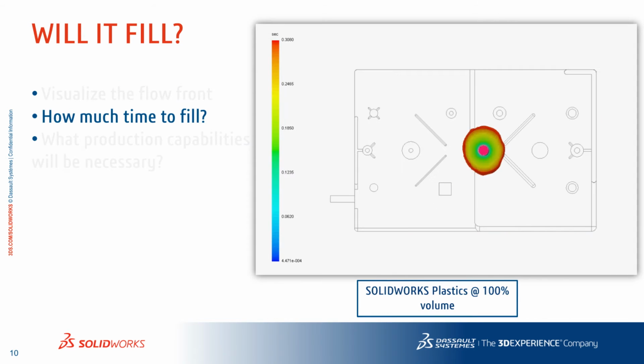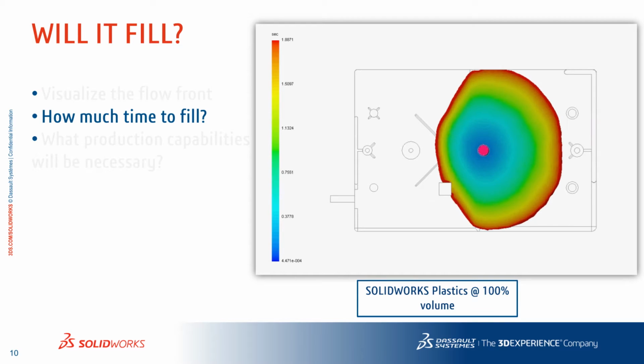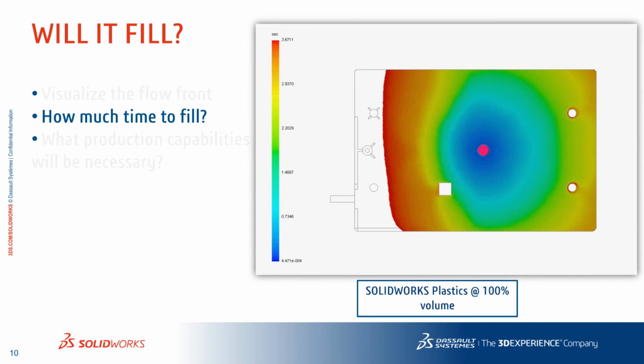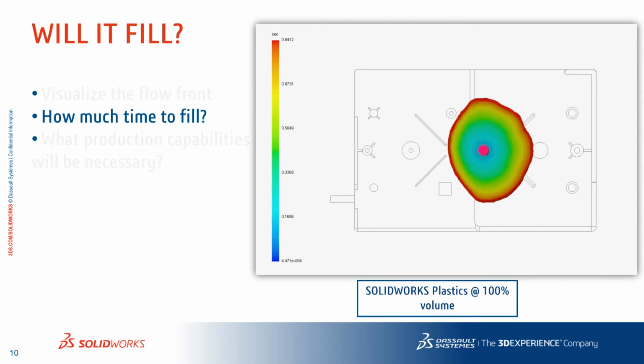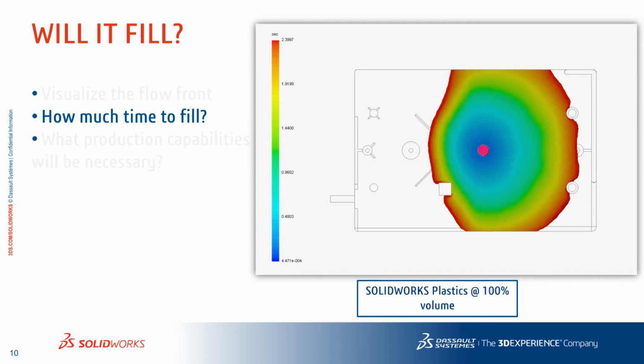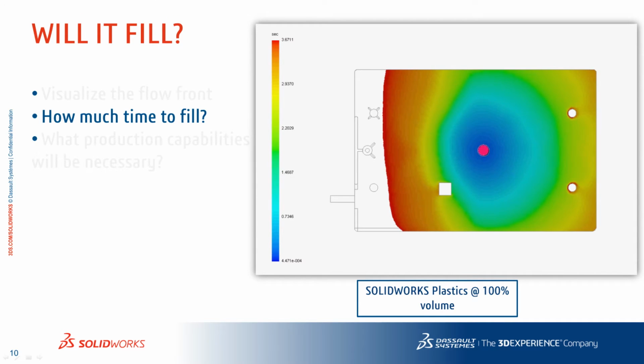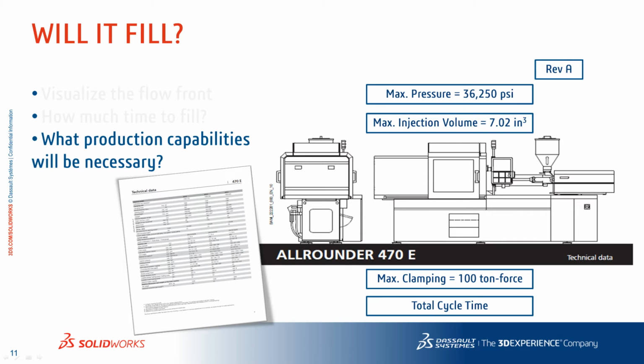I can also get more quantifiable. And as I look at the design filling, I can understand the time of that flow front as well. So I can see the cycle time here is about 4.1 seconds. I also want to understand what kind of machine. Now here I have an all-rounder 470E. This is the machine that we actually used to create the physical prototype.